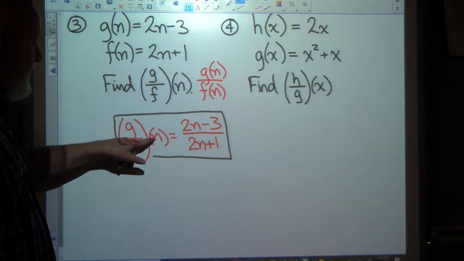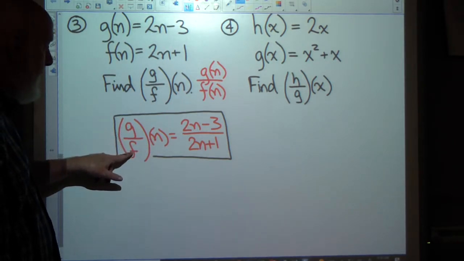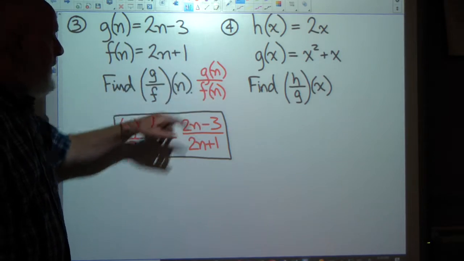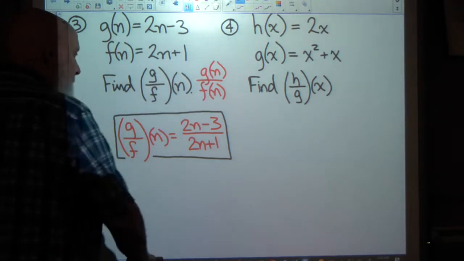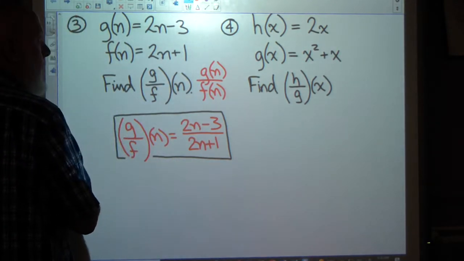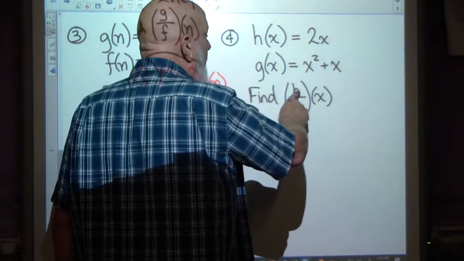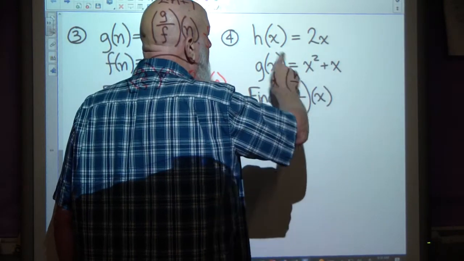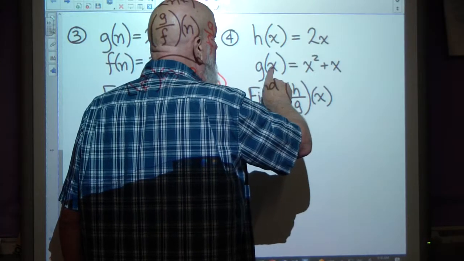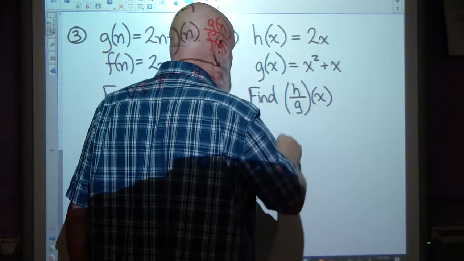G over f of n, or g of n divided by f of n. Okay. Let's take a look at the next one. We're asked to find h over g of x. H of x is given as 2x. G of x is given as x squared plus x.